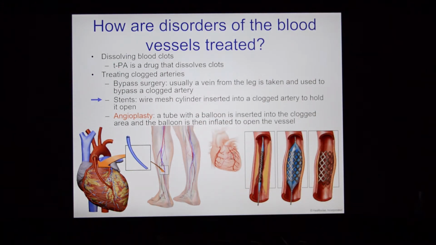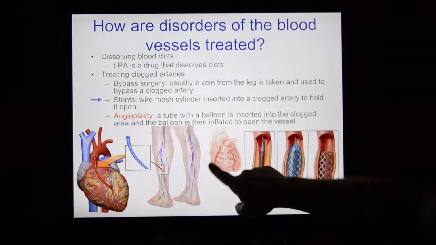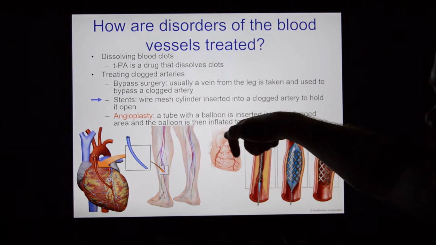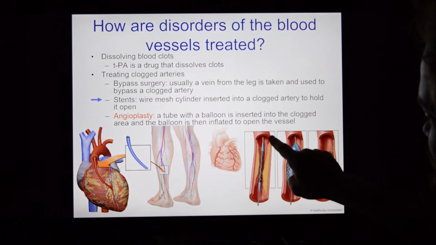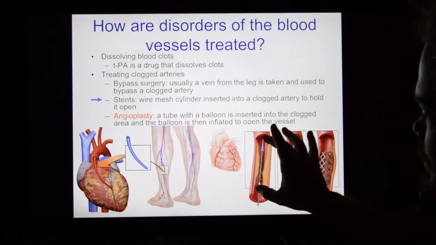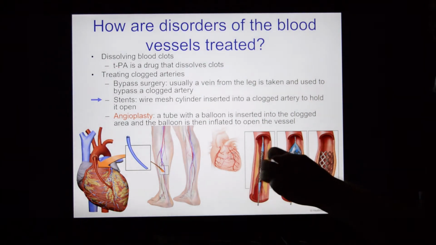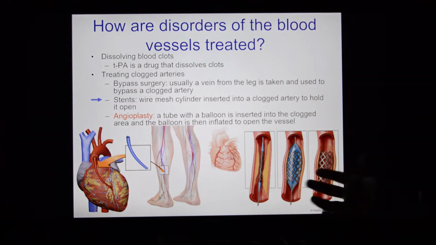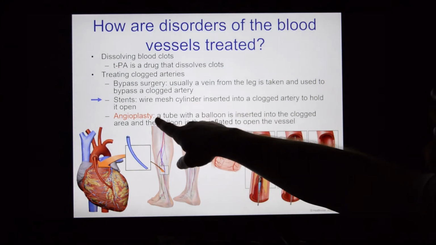If somebody has a blockage in the heart, what we can do is send in a tool through the leg. We go up through the leg, all the way up the vena cava, up the aorta, I should say, into the heart's internal vessels. We can carry this tiny little tube in there, and it's got a little bitty balloon on the end. We'll find the blockage using ultrasound, expand the balloon, and then when the balloon relaxes, it leaves a little piece of wire in there that holds the vessel open. That wire is a stent. The ballooning process is called angioplasty.